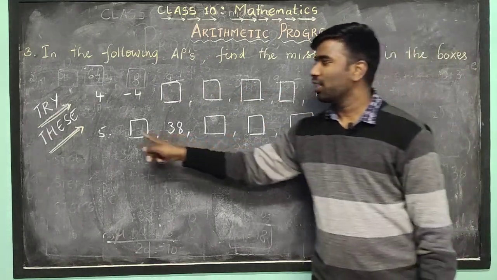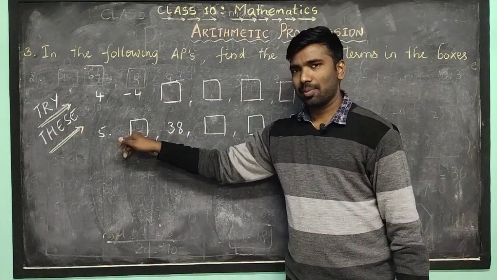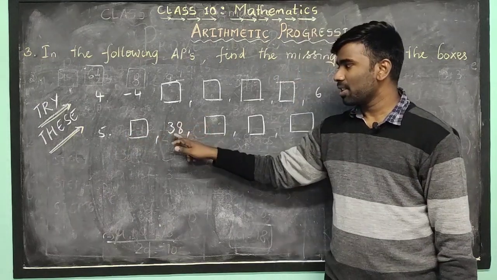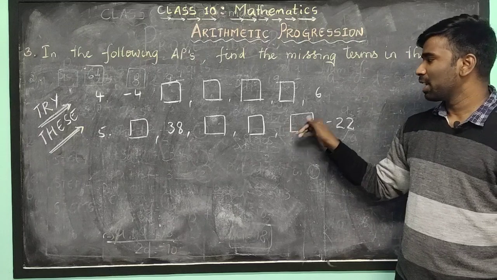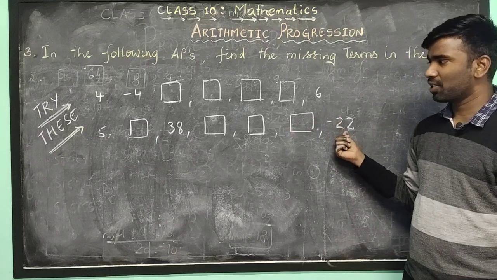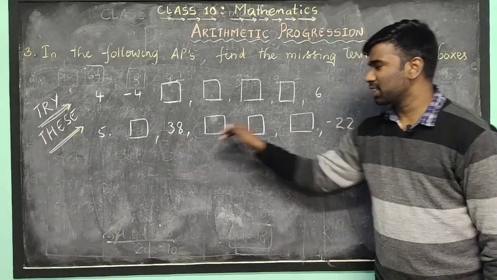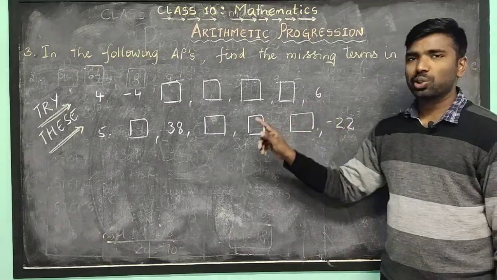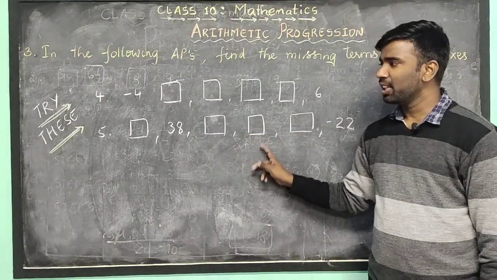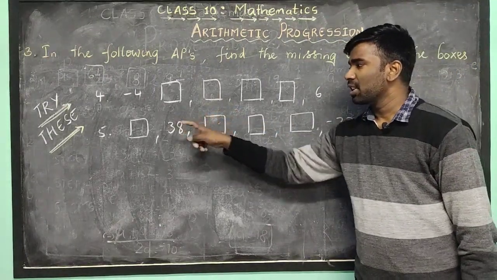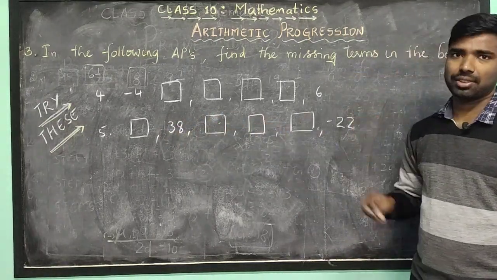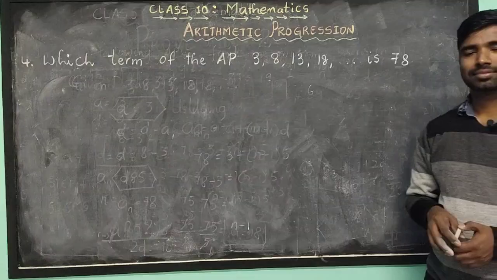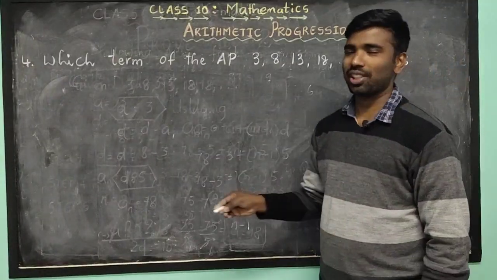In the same way, for the fifth question, you should find out the first term, the second term is given, you should find out the third, fourth, fifth, and the sixth term is given as -22. Using the second term and the sixth term, find out the value of A and D. Using that, find out the first, third, fourth and fifth terms. Try these questions. Students, moving to the next question.